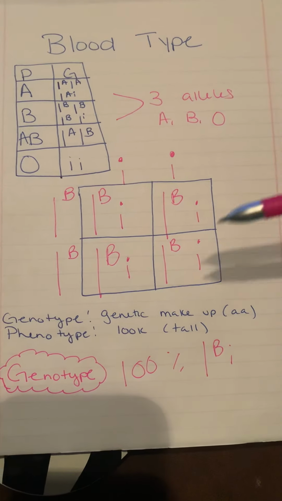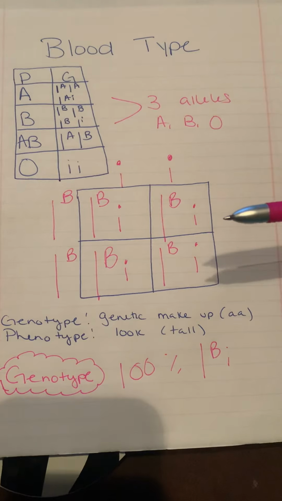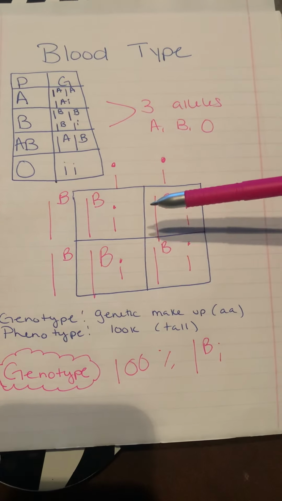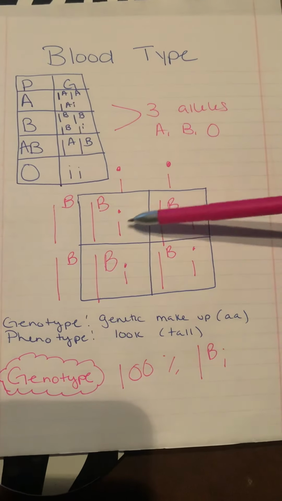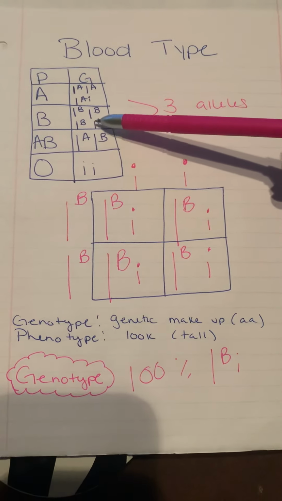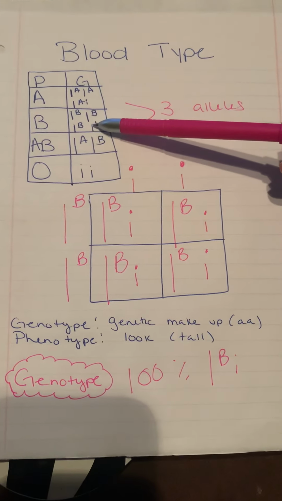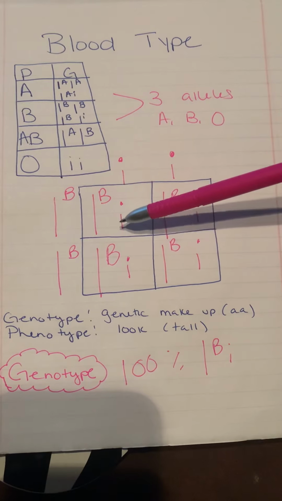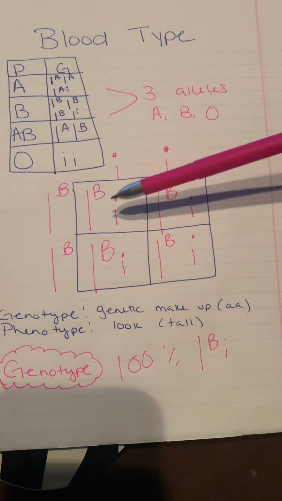And this question is not asking about the phenotype, but you may have a question that says what would be the blood type of the offspring, right? So then I would look at my offspring right here, and then I will go to my chart. And these children have type B blood, even though we're not asking about the phenotype. You just make the relationship from here to here, okay?